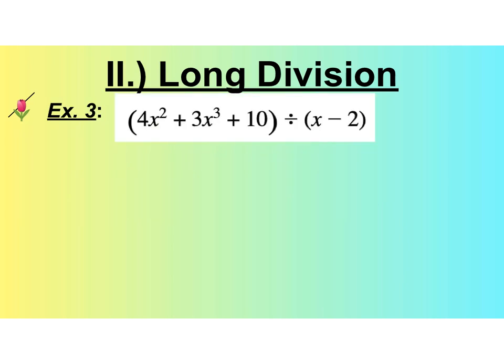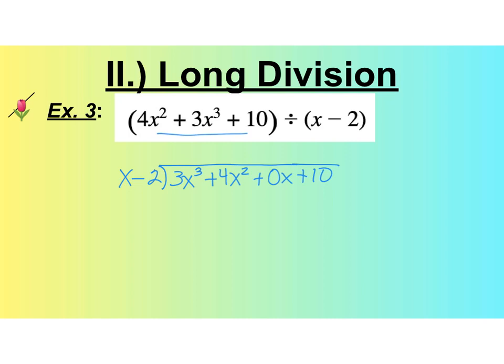So here we go. First question, is it in standard form? No. Second question, does it have every power? No. So we need to rearrange, and this first one is what's going to go under the division bar. So I'm going to rearrange as I write that in. So I have 3x cubed plus 4x squared. I'm missing an x to the 1, so I'm going to put in a placeholder plus 0x plus 10 dividing by x minus 2.